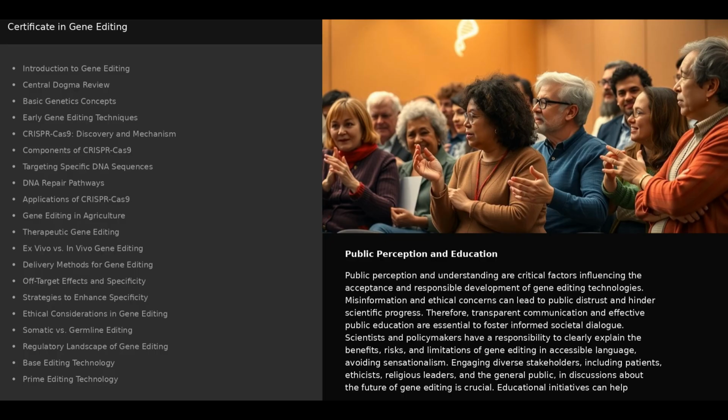Building public trust is paramount for the successful integration of gene editing into healthcare and agriculture. A well-informed public is better equipped to participate in policy decisions and support responsible innovation. Open and honest dialogue ensures that scientific advancements align with societal values and expectations.